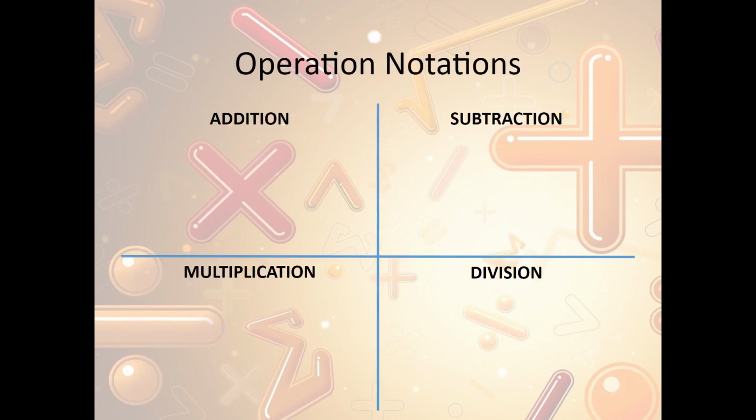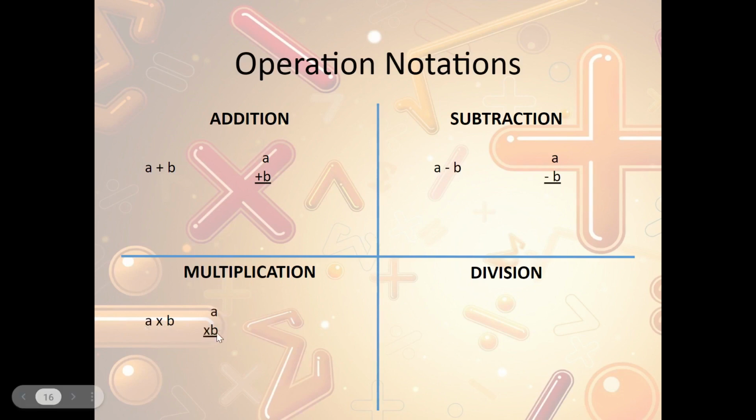Now, operation notations. There are certain ways we can write addition, subtraction, multiplication, and division. Addition, we can write it as a plus b in this way, or we can write it as a plus b stacked. Subtraction, the same thing: we can write it as a minus b this way, or we can write it stacked, a minus b. Now multiplication can be written as a with the little x, b.